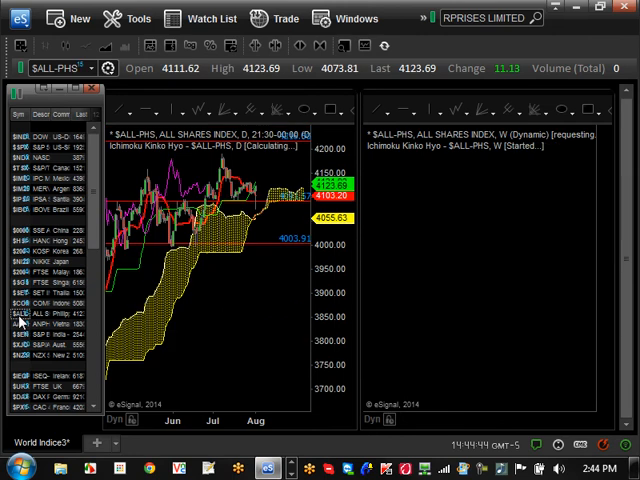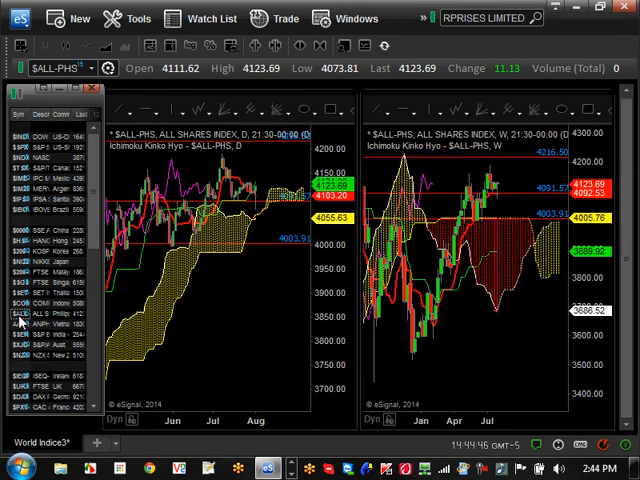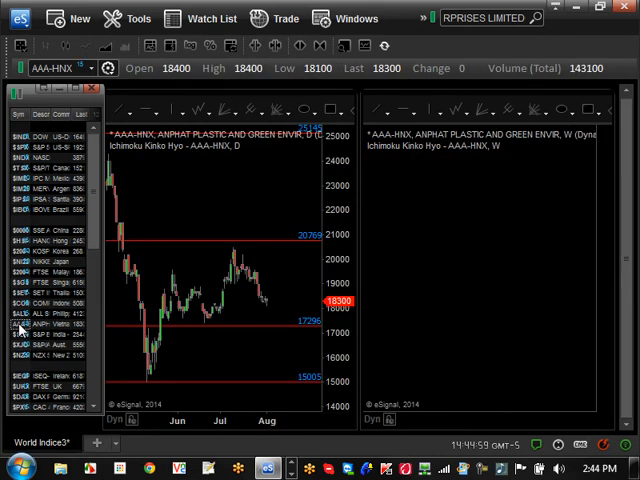Philippines, really not doing anything, flirting around here, trying to hold this level. If it could hold this support level at 40.91, it can go to 42.16 and possibly keep on going higher. So definitely keep an eye on that one.